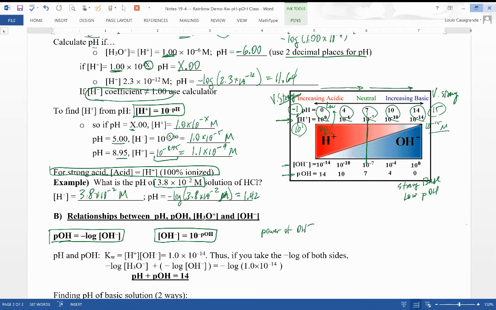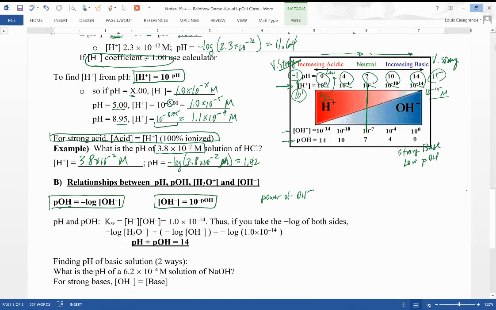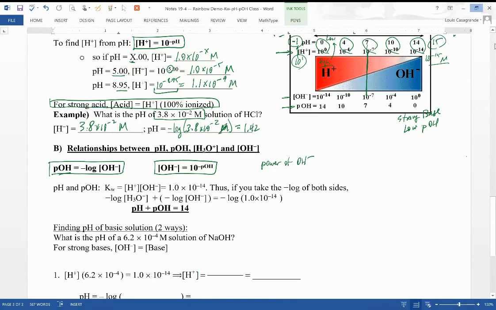So there will be some calculations for that on the homework. And one last thing I'm going to bring in is an easy way of converting between pH and pOH, because that's going to be the easiest way to convert between various acid and base concentrations.